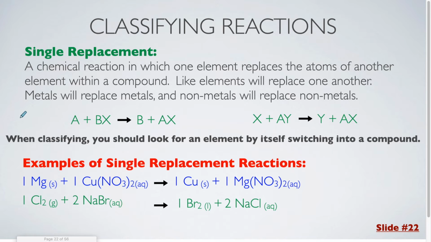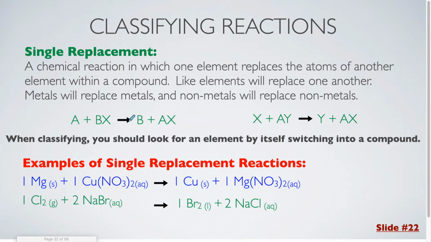Our next reaction type is called a single replacement, also sometimes called a single displacement. They mean the same thing. A single replacement is a chemical reaction in which one element replaces the atoms of another element within a compound. Like elements will replace one another. So metals replace metals, and nonmetals replace nonmetals.